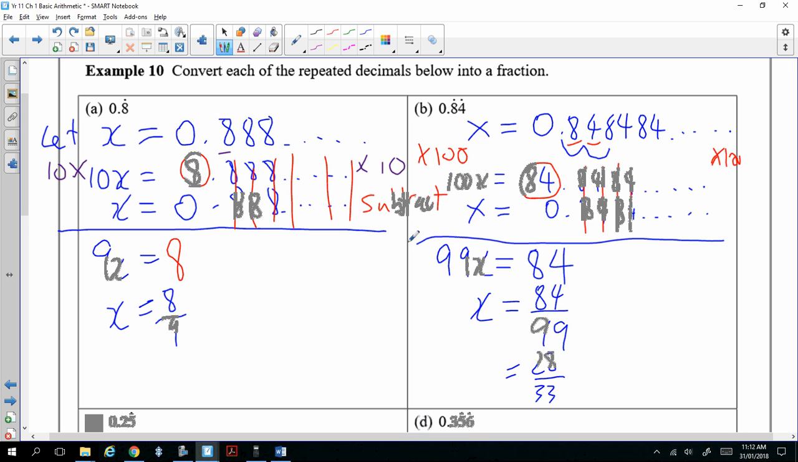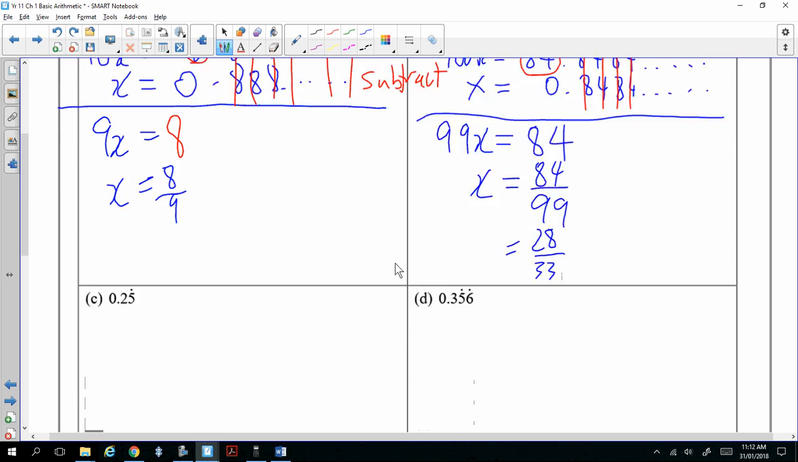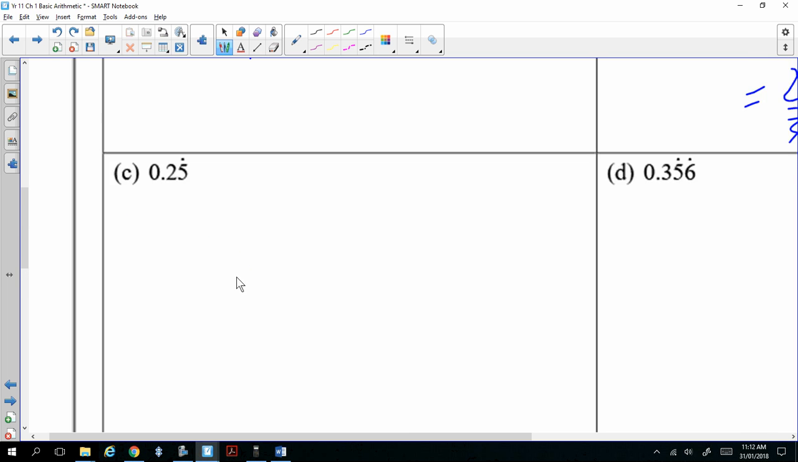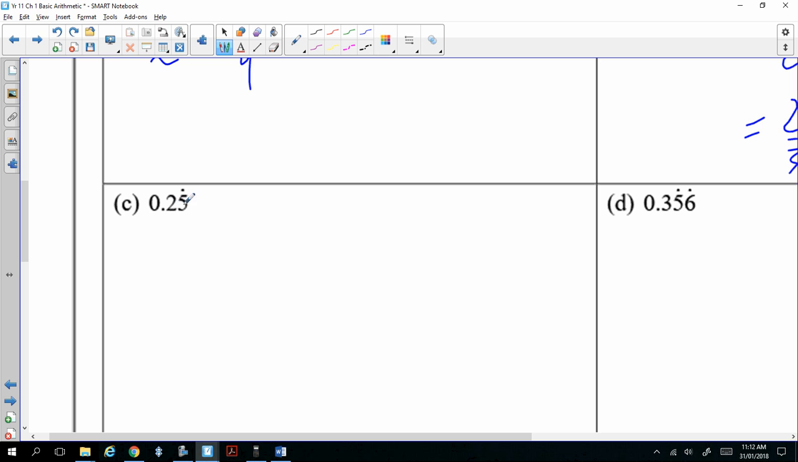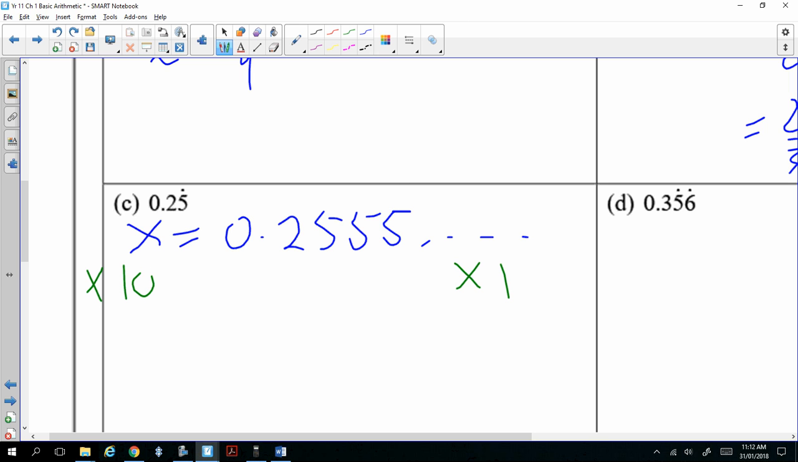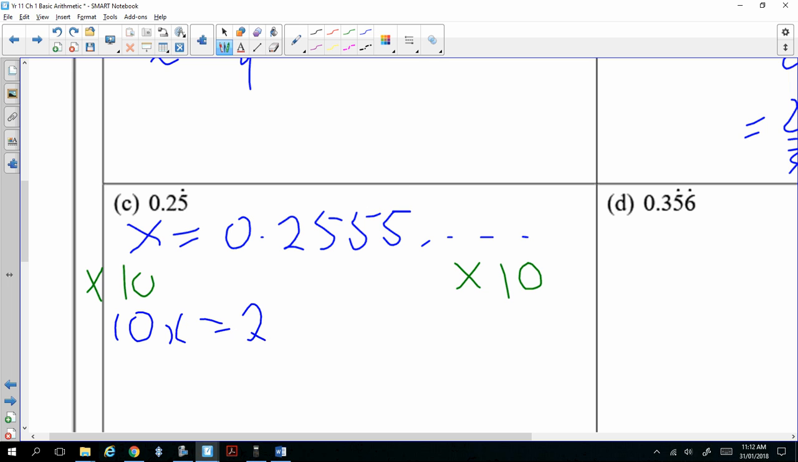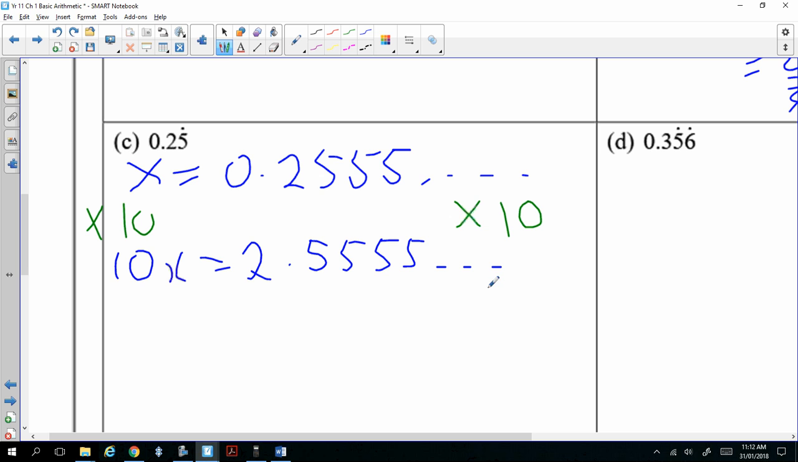Okay, now C, be careful, is that only 1 digit repeats. Even though it's 2.5 with a dot, only 1 digit repeats. So it's important that you write down what it looks like. Only 5 repeats, which means that you only multiply by 10. Multiply by 10, you get 10x equal to 25.555, right? And then make sure you write x again, equal to 2.555.